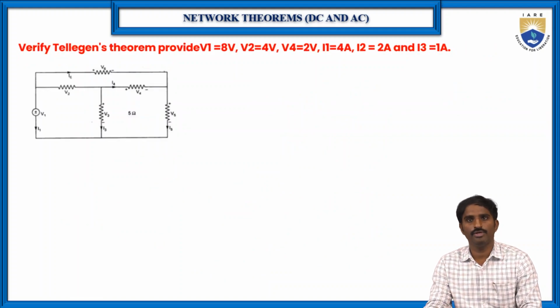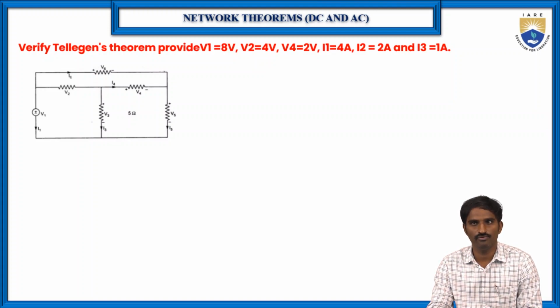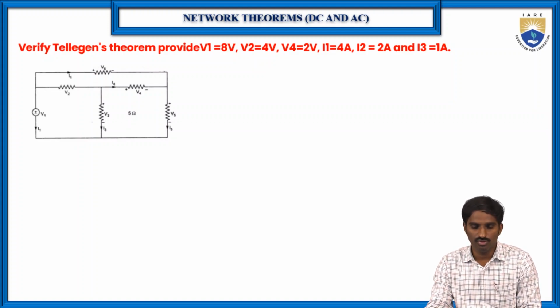Next we are going to discuss Tellegen's theorem, right? So here, to verify Tellegen's theorem, V1 is equal to 8 volts, V2 is equal to 4 volts, and V4 is equal to 2 volts. Similarly here I1 is equal to 4 amperes, I2 is equal to 2 amperes, and I3 is equal to 1 ampere. So before going to solve this problem, first let us see what Tellegen's theorem is.